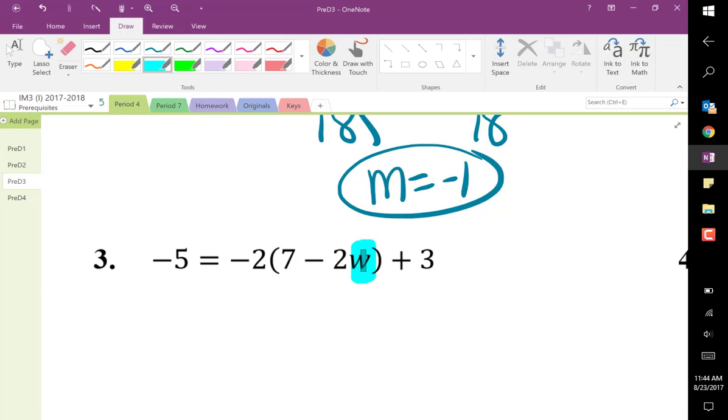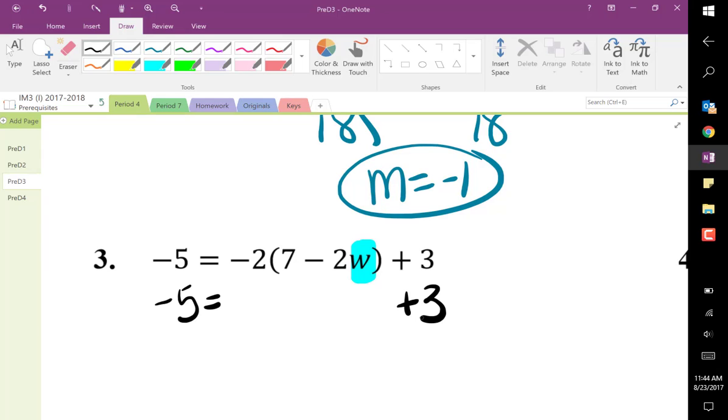Would you bring down the 3 then? We're going to bring it all down. Yep, we're going to bring down the things that we aren't using. So -5, and I'm going to bring down the 3. Again, if you're someone that distributes first and then brings it down, that's fine. It's totally up to you how you solve. But you're going to end up getting the same as me. So I just bring it down because I know I don't have to do anything with it.